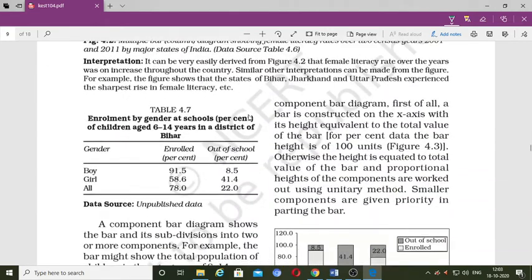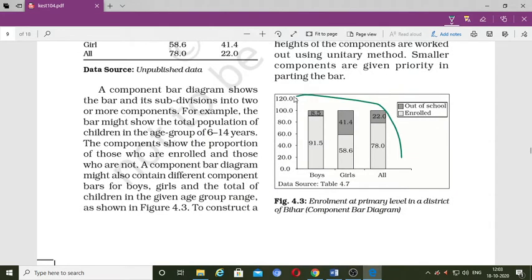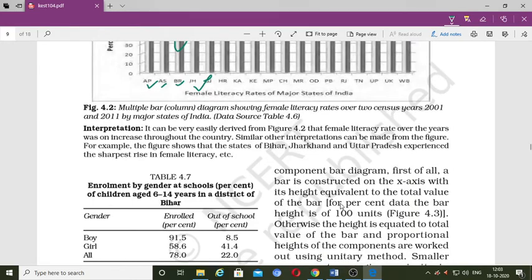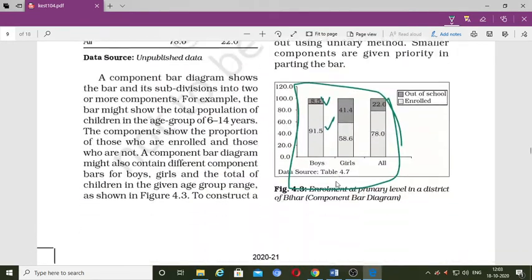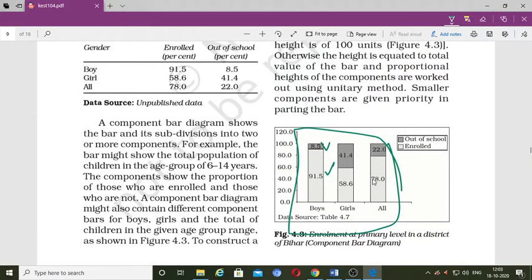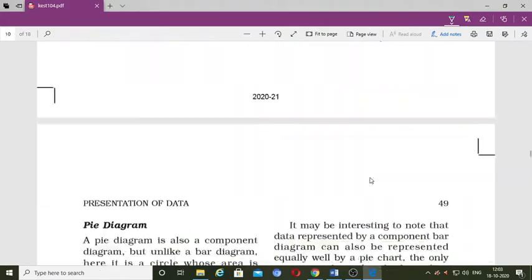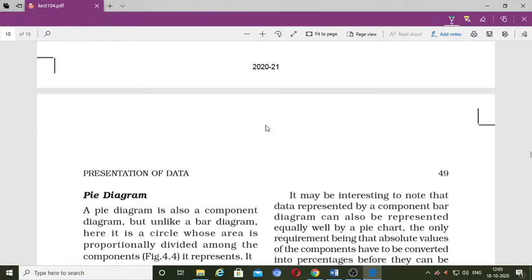You can also see the picture of the bar diagram. This is a component bar diagram. Different characteristics: boys, girls, and out of school and enrolled in school. 91.5% of boys were enrolled in school in Bihar, and 8.5% were out of school. So in this way you can present the data through different bars, a multiple bar diagram, a simple bar diagram or a component bar diagram. It depends on what type of data you have and in which way you want to present that data.